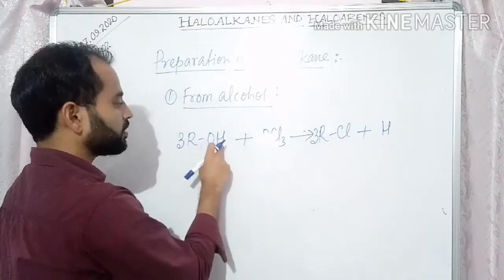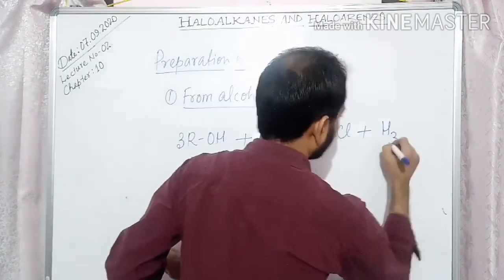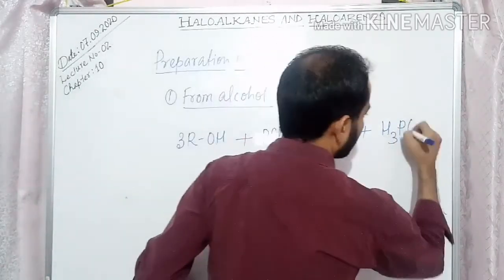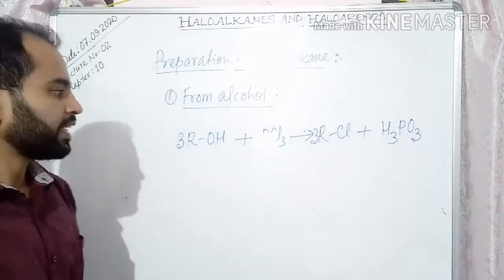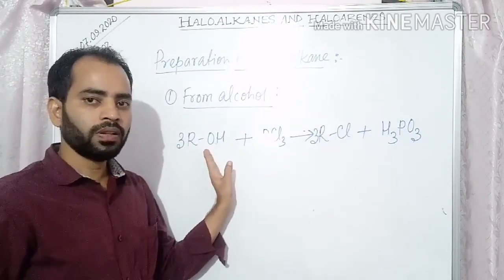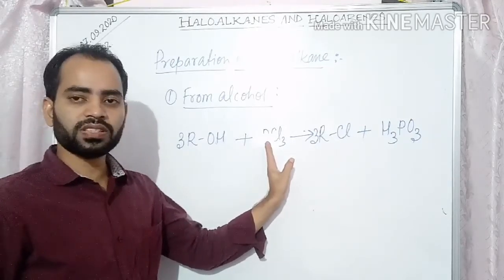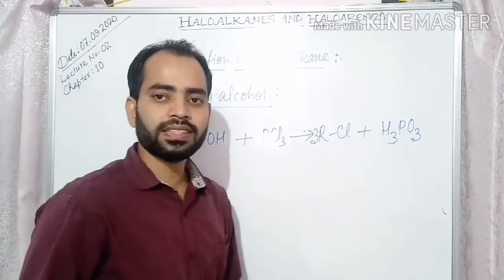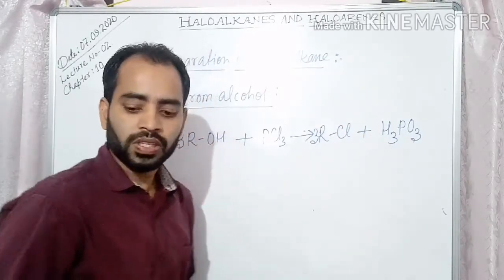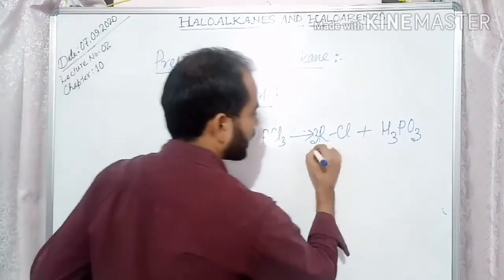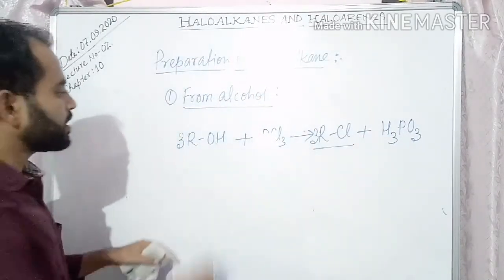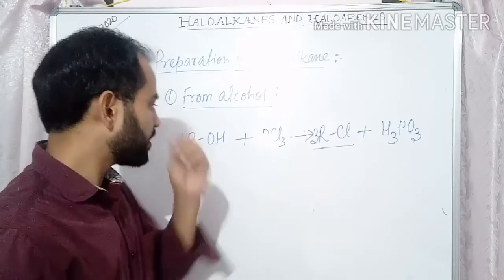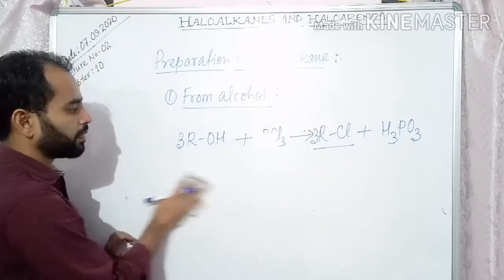how many hydrogens are remaining? 3 hydrogen, 1 P and again 3 oxygen, H3PO3. That means when we react alcohol with phosphorus trichloride, it forms 3 molecules of alkyl halide plus phosphorous acid is released. Okay, so this is another method by which we can prepare alkyl halide. In each case, you can replace R by CH3, C2H5, C3H7. These are alkyl groups. Okay. So this is another method.